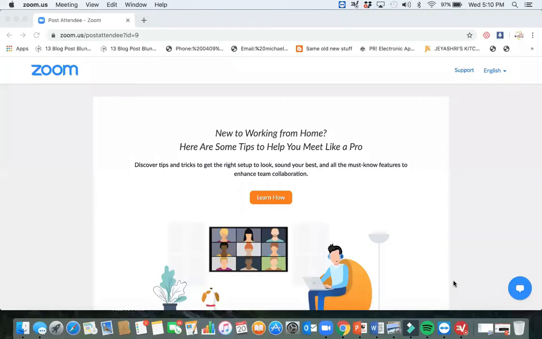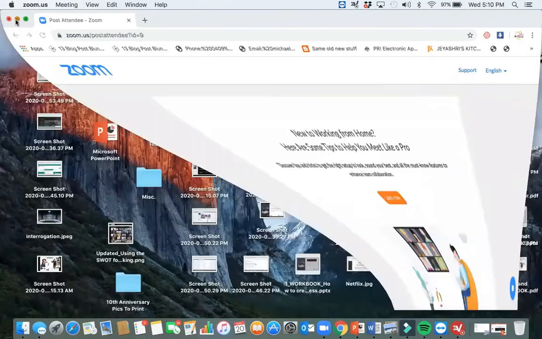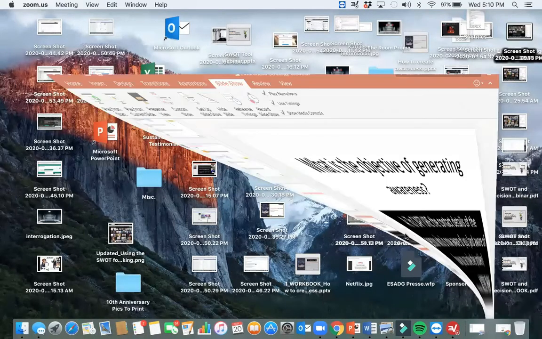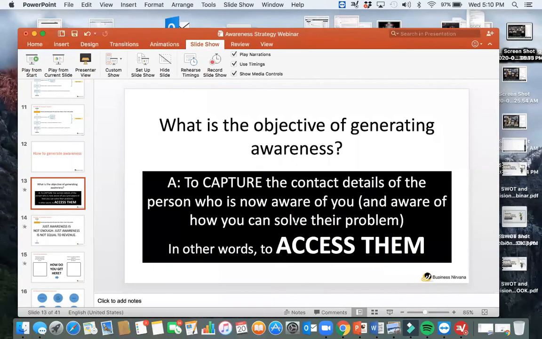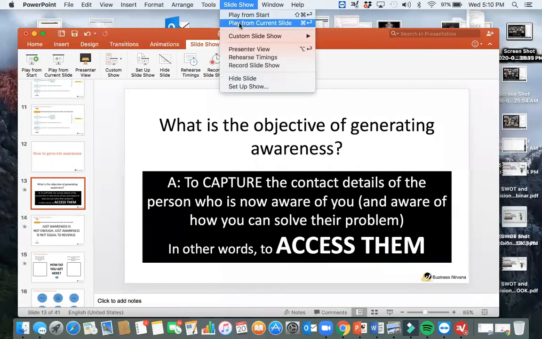All of these are right, and similar to what Mohan said. If they are aware of what products or services or how you're going to help them, then they are likely to do business with you for sure. All correct indeed. But there is one big reason, which relates to the journey itself. The answer is to capture the contact details of the person who is now aware of you and aware of how you can solve their problem. That's actually the big one.